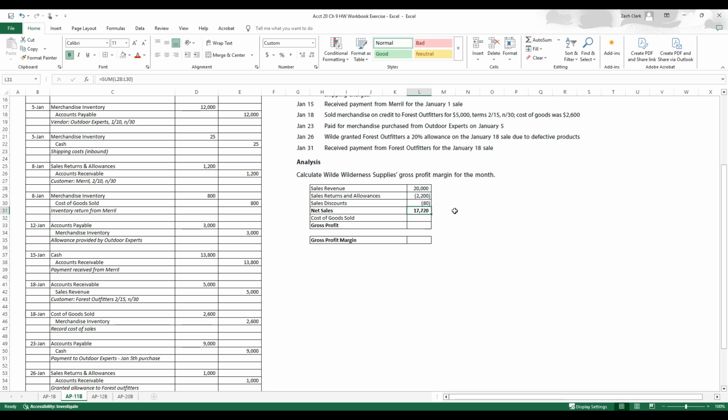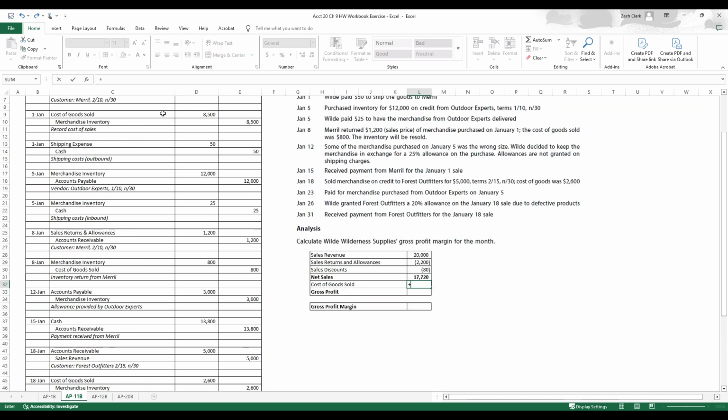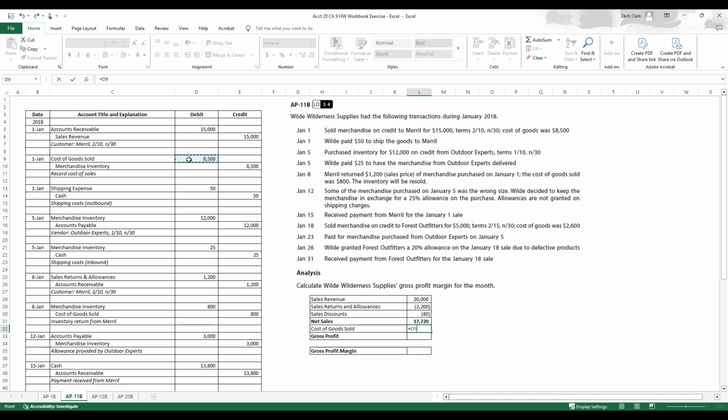So then we get net sales. That's the term we use to say revenue minus returns and discounts, etc. So after we figure out things coming back and allowances, our net sales was $17,720. And let's look at our cost of goods sold now. So here's cost of goods sold.